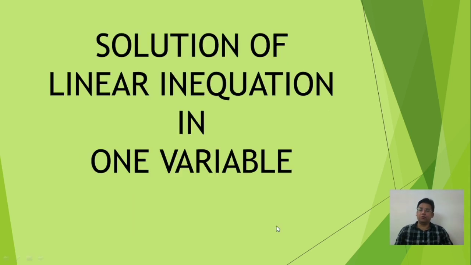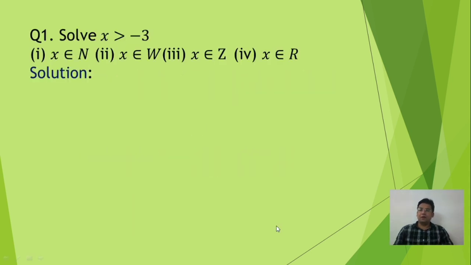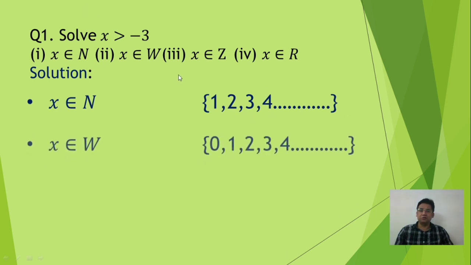Linear inequation in one variable. If I say x is greater than minus 3, what will be the value of x if x belongs to natural numbers, whole numbers, integers or real numbers? You see, greater than minus 3. How many natural numbers are there if x is greater than minus 3? Now it will be 1, 2, 3, 4 and so on. And what about whole numbers?